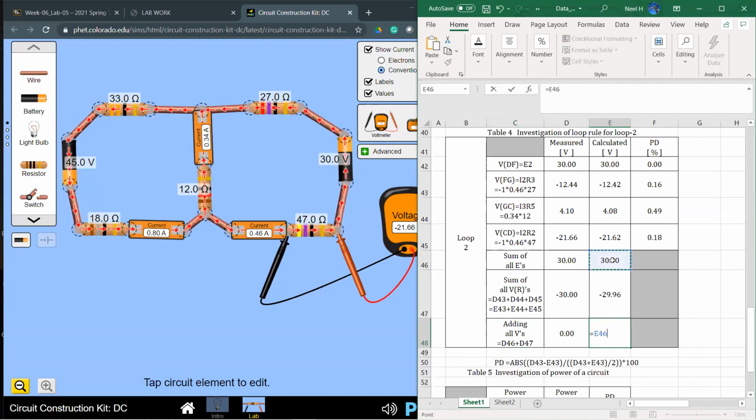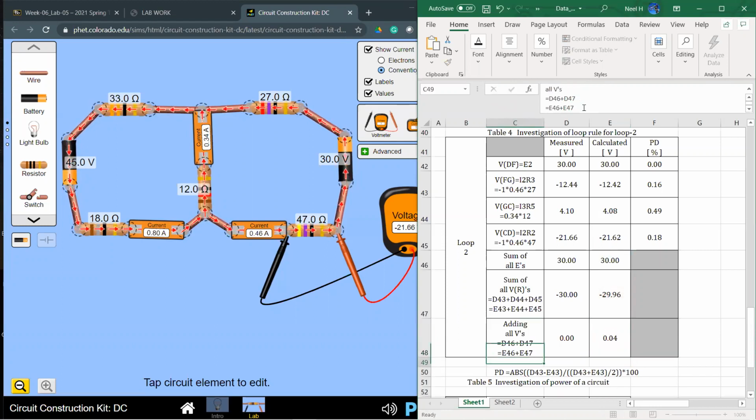Just add these two cells together to check it out. We're getting a very small amount of error, but that's totally fine. It's just rounding. Okay, questions?